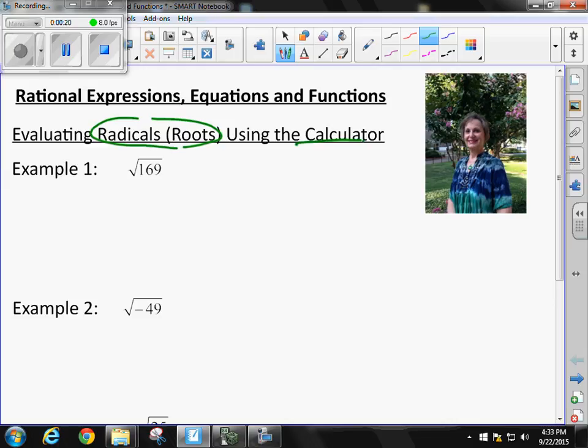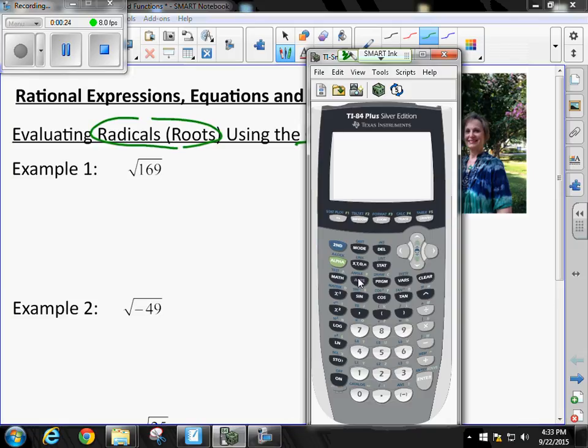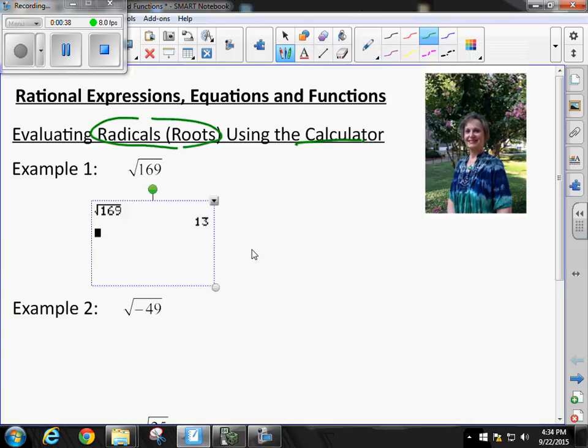So we'll first start with the square root of 169. I'm going to put 169 into my calculator, the square root of 169. There's the square root of 169, and that is equal to 13. I'm going to pull that 13 out, but show you how it looks.